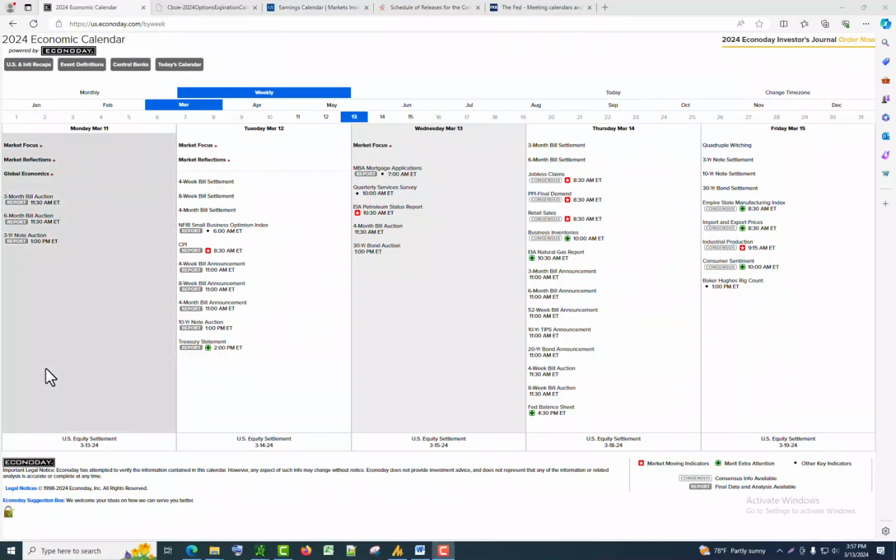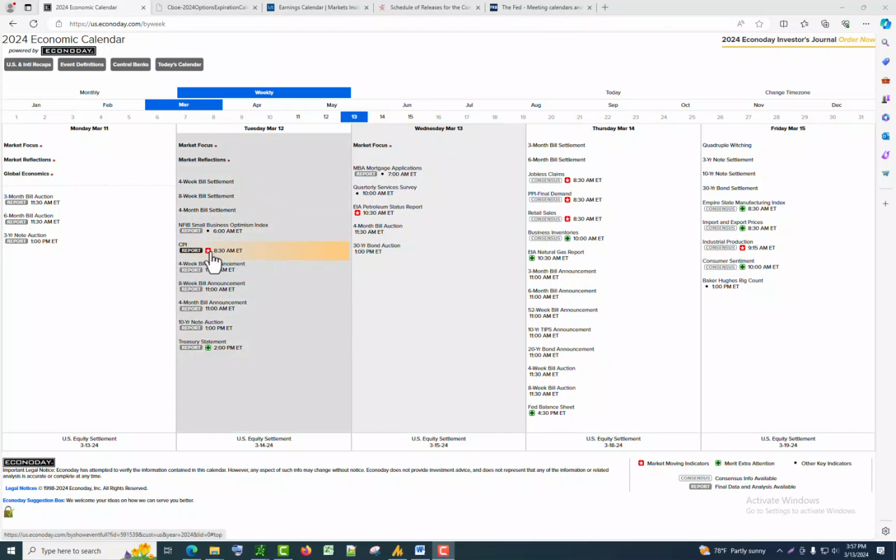Good afternoon, today is March 13, 2024, and it's a Wednesday, the day after the CPI data release. We had a huge move up yesterday after the CPI data release, and today is Wednesday. It cut between, and tomorrow we have the PPI.